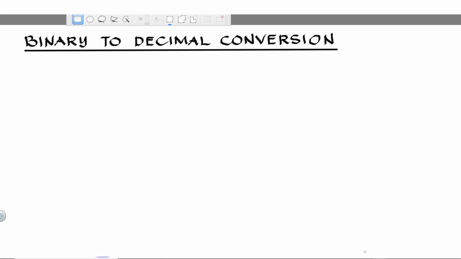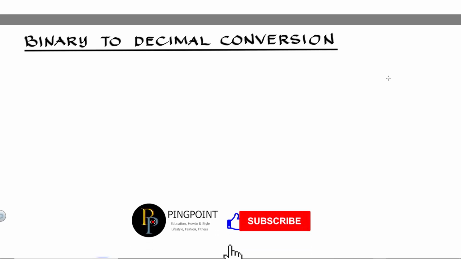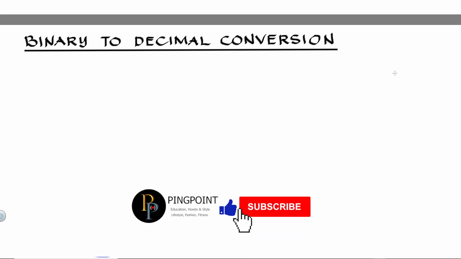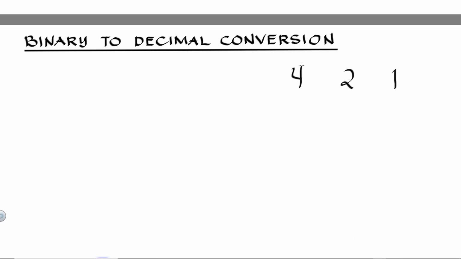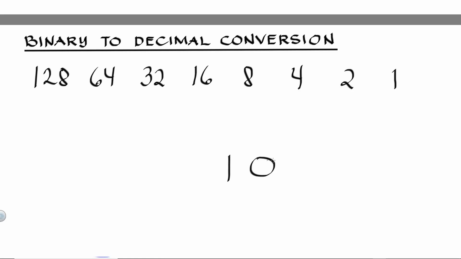So next, we're going to convert the same set of binary numbers using our third method, and I call it the power of 2 table method. First, you have to write the power of 2 table, starting from 1 from right to left. So we have 1, 2, 4, 8, 16, 32, 64, and 128.